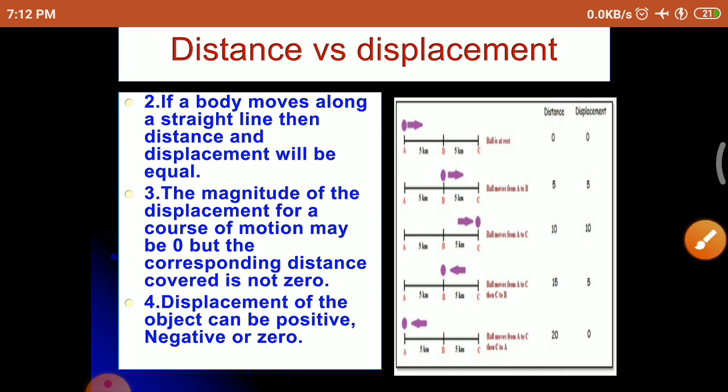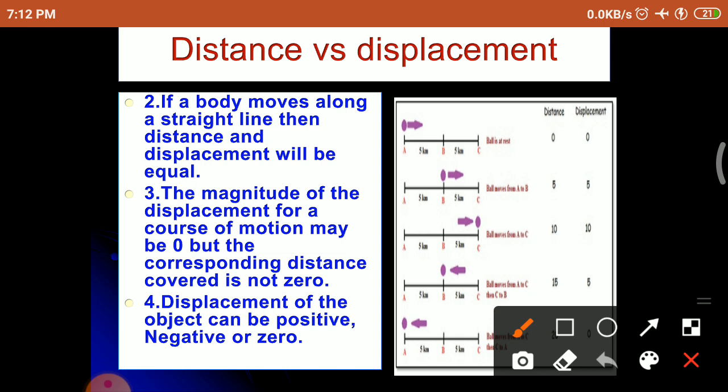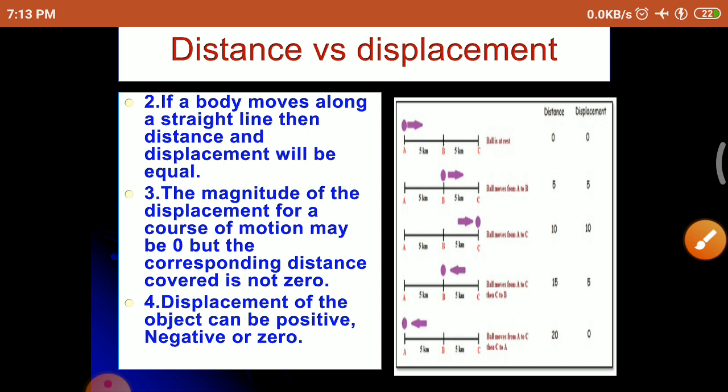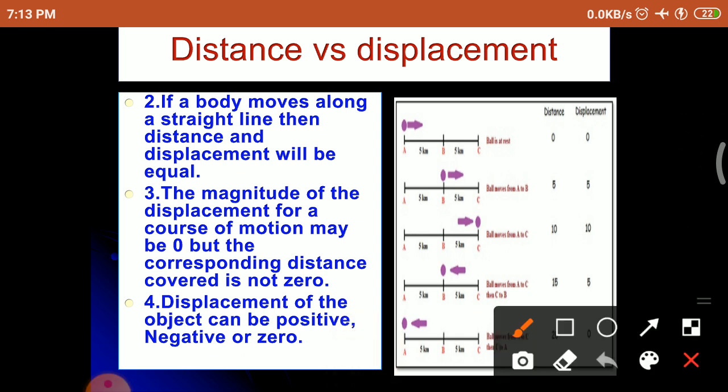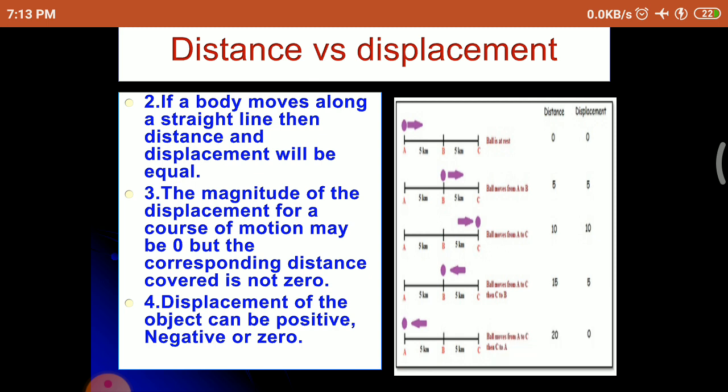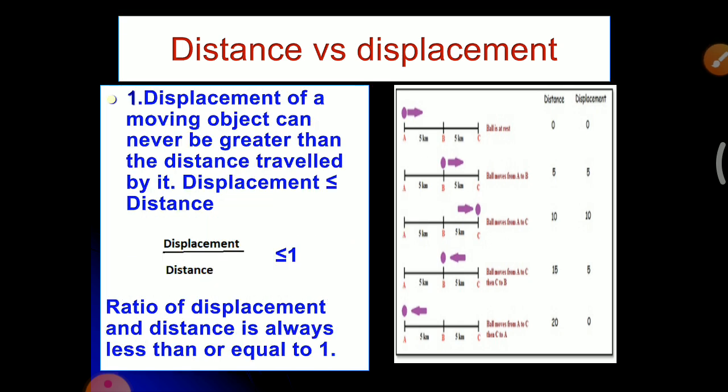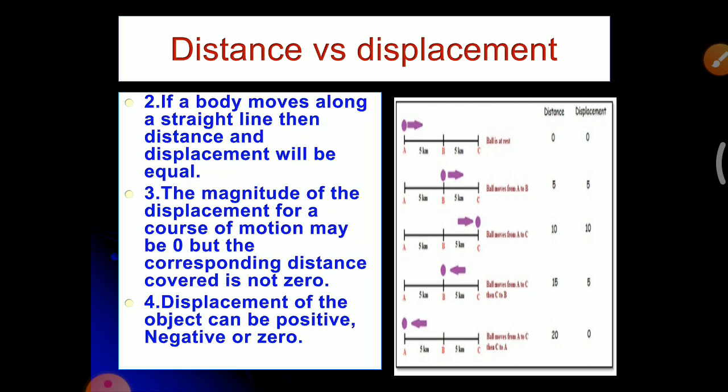The magnitude of the displacement for a course of motion may be 0, but the corresponding distance covered is not 0. Sometimes the displacement may be 0, but the distance is never 0. See the last case: the distance is 20, but the displacement is 0. And the displacement of the object can be positive, negative, or 0. The displacement can take a positive value, a negative value, or a 0 value.